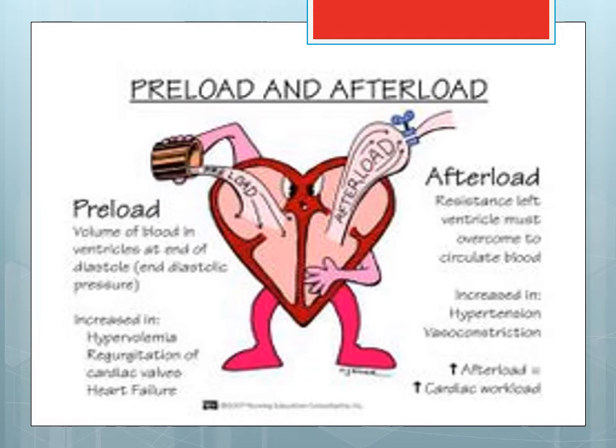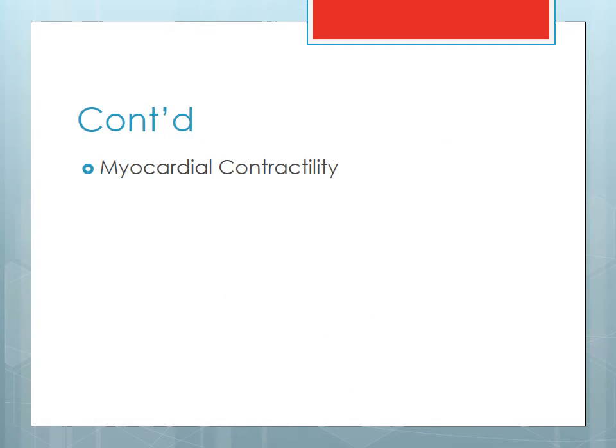If we take a look at this picture, preload is the first determinant of stroke volume. Remember, stroke volume is the amount of blood moved out of the ventricle with each contraction. So one of those determinants to know whether your stroke volume is high, low, or normal is to look at the ventricular preload. It's the myocardial fiber stretch at the end of diastole, or the contraction of the ventricle.